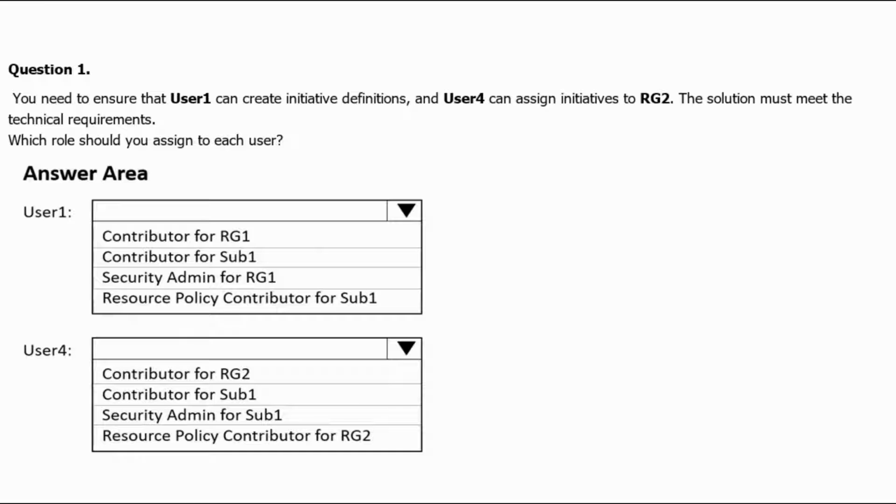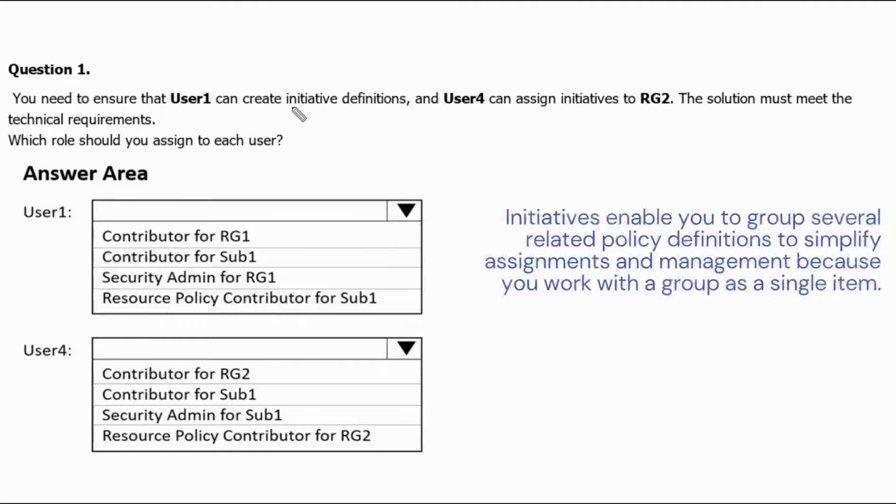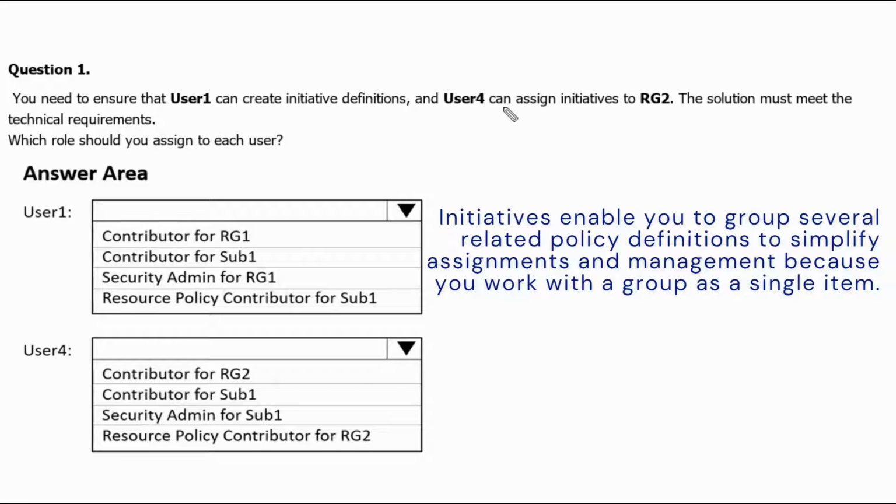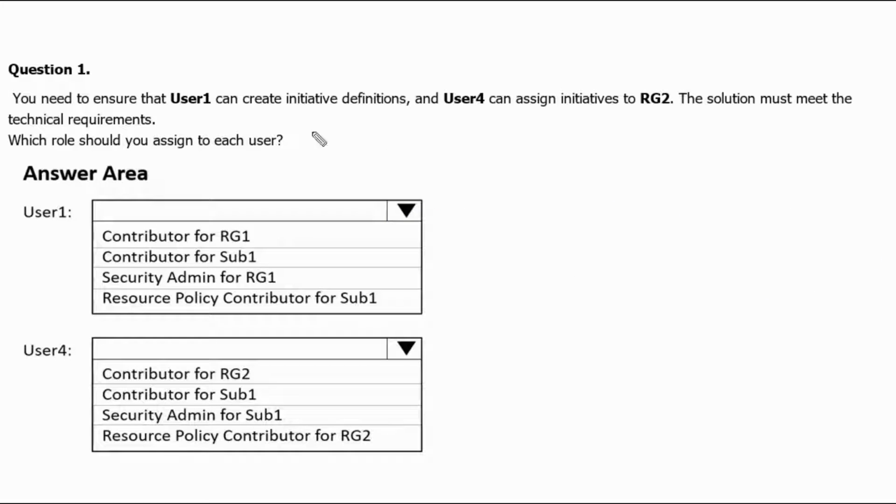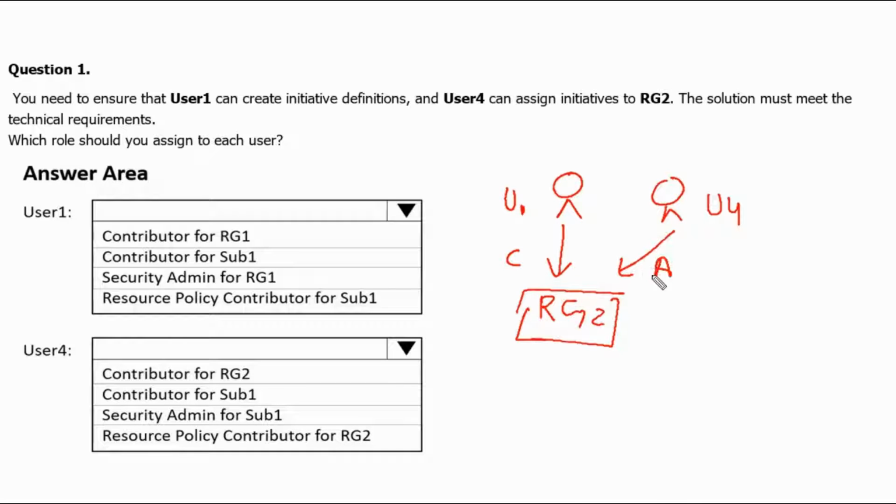Question 1. You need to ensure that user 1 can create initiative definitions and user 4 can assign initiatives to RG2. The solution must meet the technical requirements. This is resource group 2, and user 1 can create, denoted by C, and user 4 can assign, denoted by A, the Azure policies to RG2.